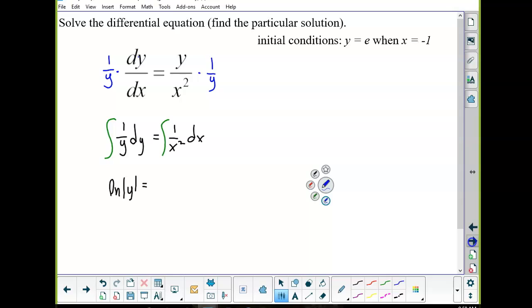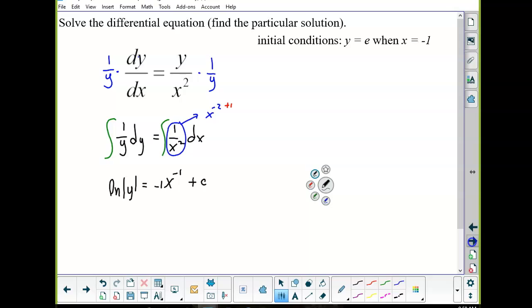This one here, I like to think of it written as x to the negative 2. And then I'm going to undo the power rule. So I'm going to add 1. So this will be x to the negative 1. But if I put a negative 1 up top, I'm officially dividing by a negative 1 or times it by a negative 1. Same thing. And there's my plus c.